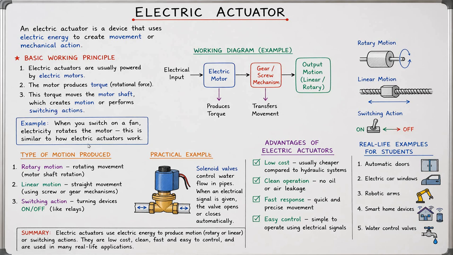Now the types of motion produced in electric actuators are rotary motion, linear motion and switching action. Rotary motion is a rotating movement, and an example is the motor shaft rotation. Then you have linear motion, which is a straight movement, where one example is using screw or gear mechanisms. Then you have switching action, which is like turning devices on or off, like the relays.